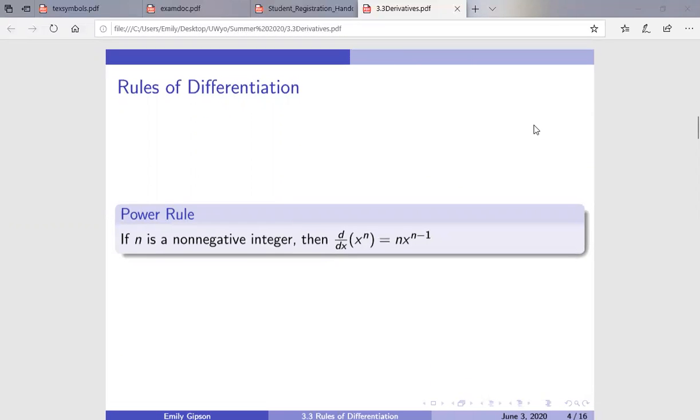Next, we have the power rule. So if n is a non-negative integer, then d/dx of x to the power of n is equal to n times x to the power n minus 1.